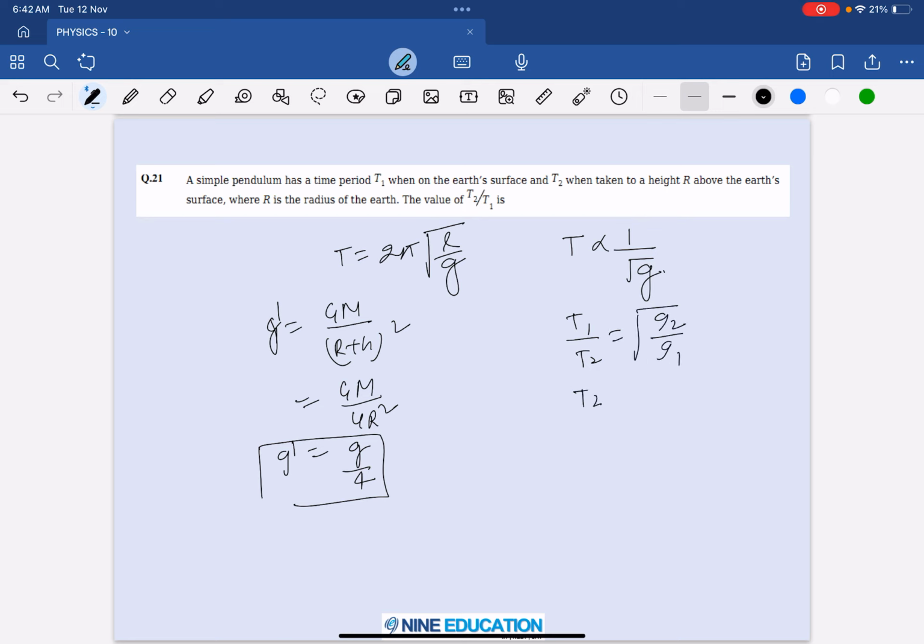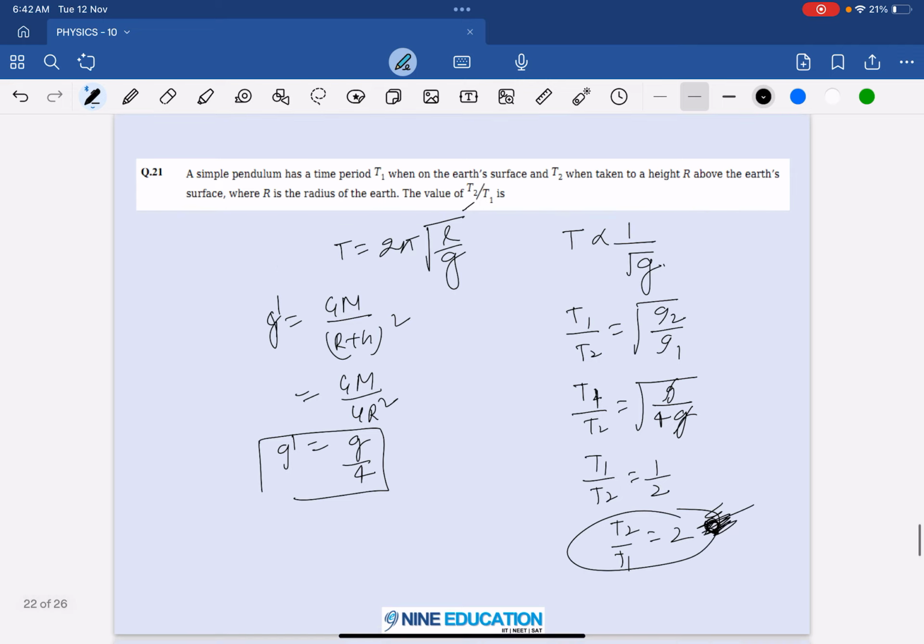So can I say T1 by T2 equals root G2 by G1? Yes or no? G2 will be g by 4, so T1 by T2 would be 1 by 2. So T2 by T1 will be 2. Correct? They are asking T2 by T1, so it will be 2. Time period ratio will not have any unit, it's just 2.